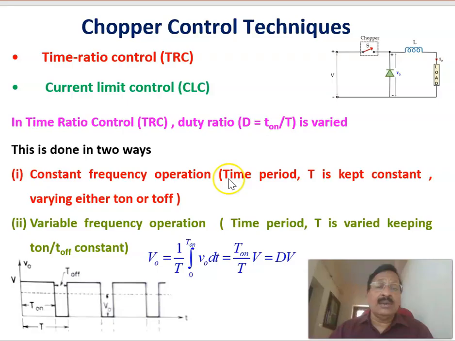In constant frequency operation, T is kept constant and we vary the on period, or automatically the off period, so that the average voltage can be varied. The duty ratio can be changed and thereby the output voltage can be changed. This is the output voltage V0 across the load, and this is the average value of the voltage, which is equal to D into V, where D equals T on divided by T.